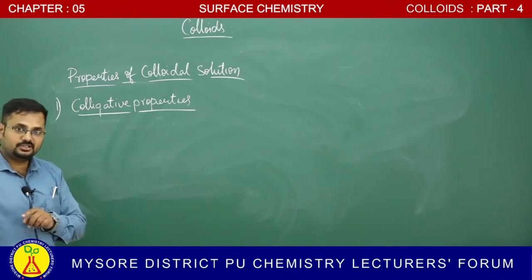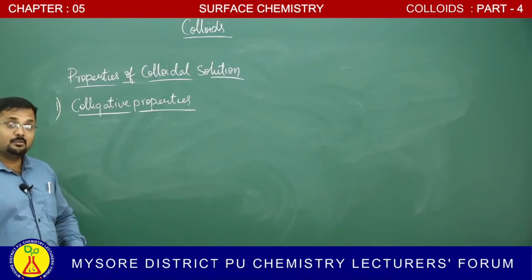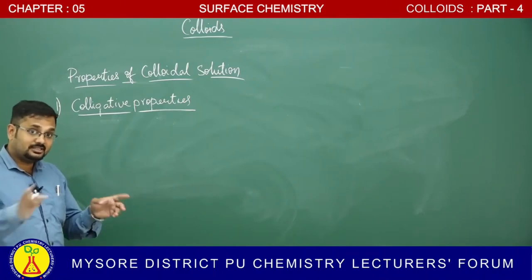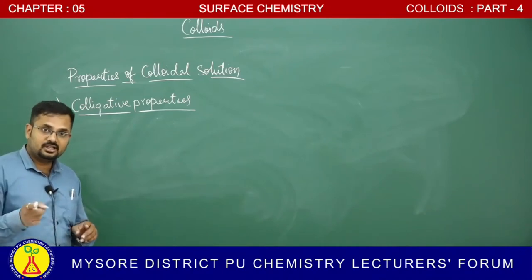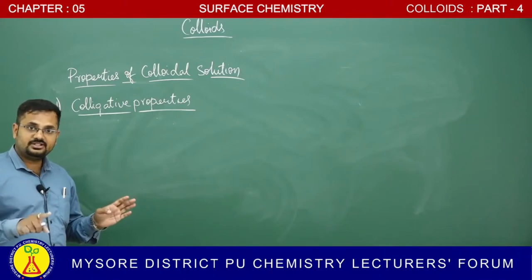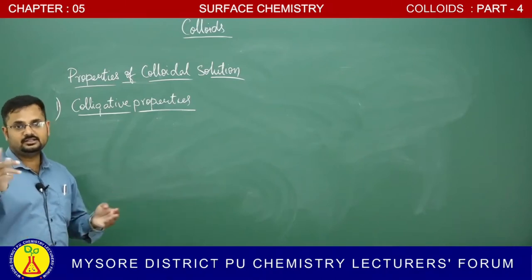When you compare to true solution, the size of the particles of colloids will be larger. For that reason, the number of particles becomes lower. The number of particles is lower, but the concentration remains the same. The concentration of the true solution and of the colloidal particles is the same, but the size of the particles is larger in colloids, so smaller in true solutions.